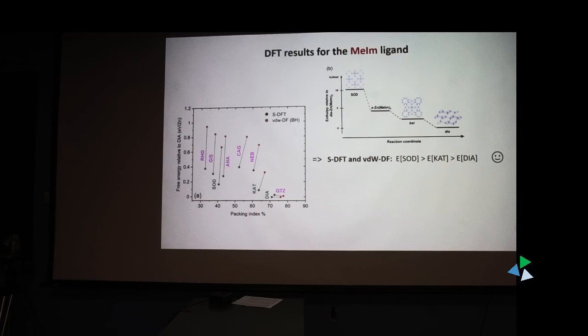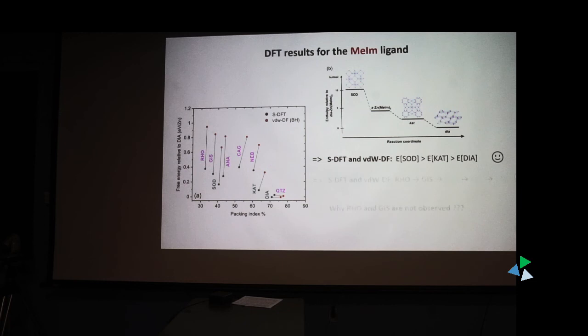So the encouraging thing that we can see first is that the observed ZIFs, the sub, the cat, and the dia, have the correct ordering in agreement with experiment, because you see the formation energy of these ZIFs goes from sub, cat, to dia, and here we have the same result for both standard DFT and van der Waals. Okay, so this is a good result.